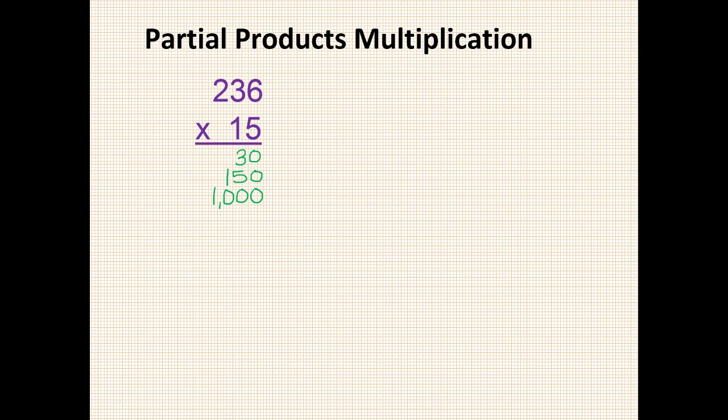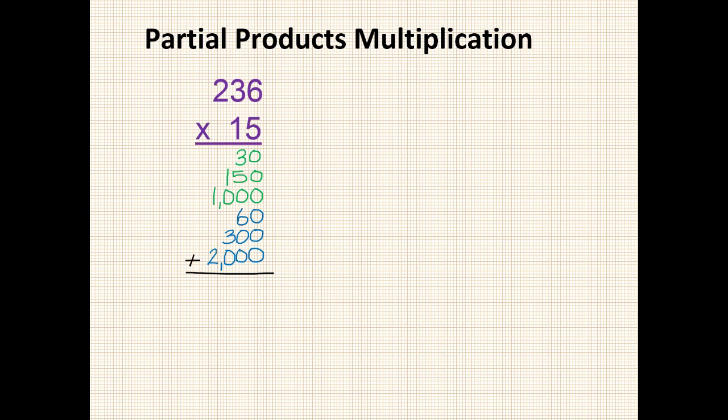Next, we'll multiply each digit in the number 236 by the 1 in the tens place of the number 15, which is really a 10. 10 times 6 equals 60. 10 times 30 equals 300. 10 times 200 equals 2,000. Now we're ready to add our products.